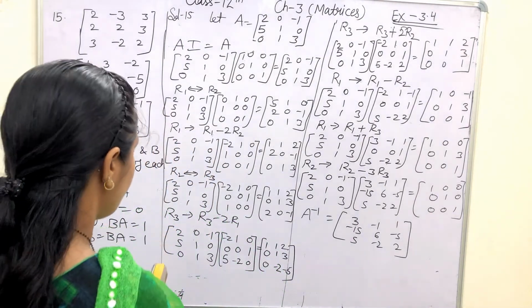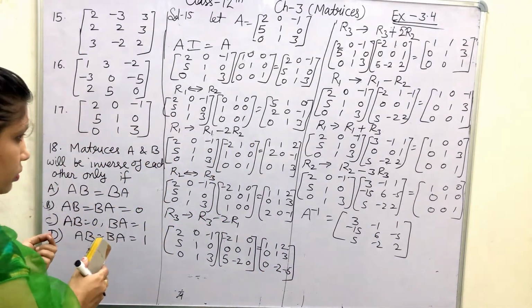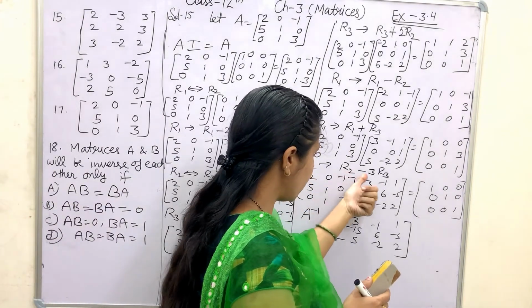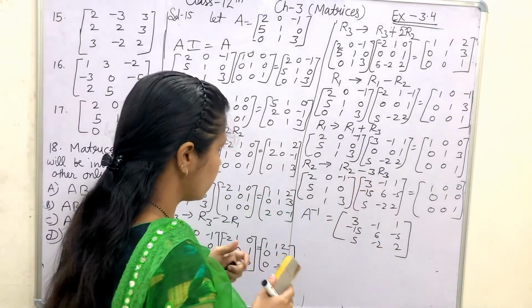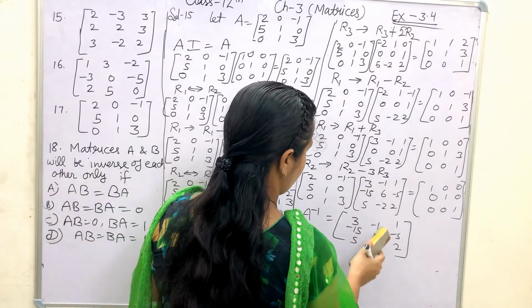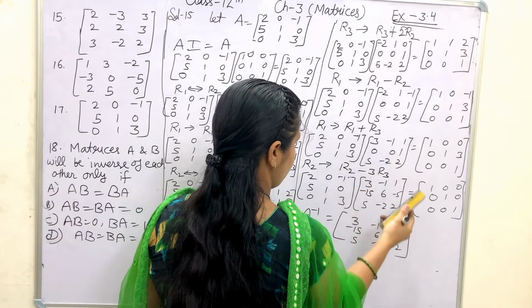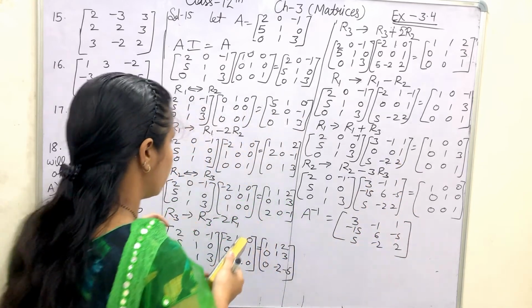Now we have to do R2 minus 3R3. This is okay, clear.